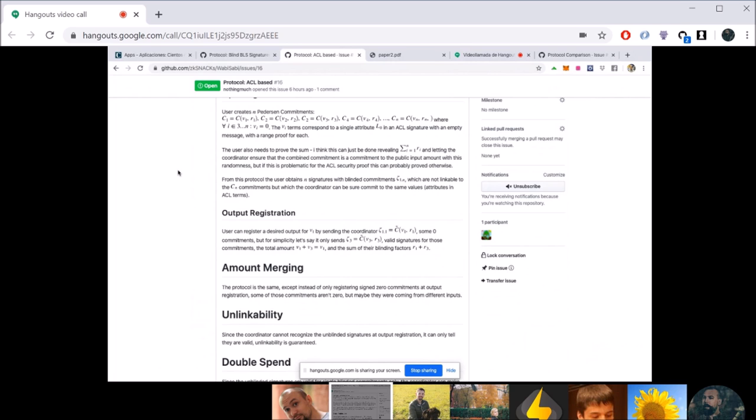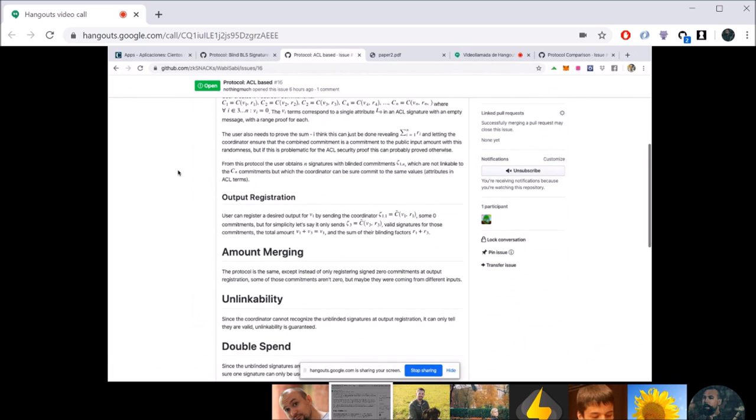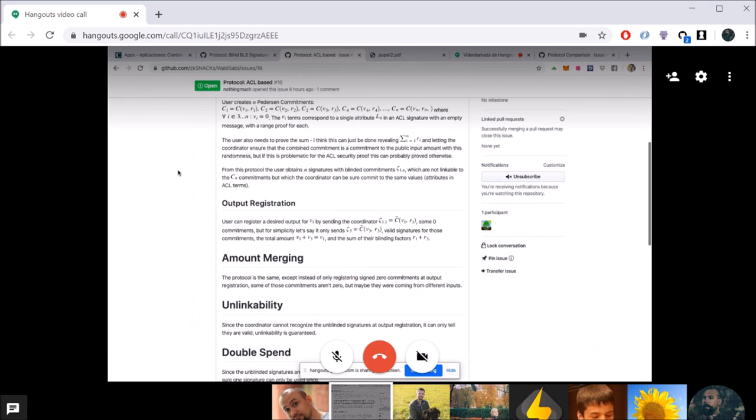So this gives us a slightly easier to reason about way of proving to the coordinator that we're not overspending in our output registration without actually revealing the sub amounts. We only reveal the sums. I think that's a fair summary. Does anybody have any questions at this point? And if we want to go into more detail, I can maybe explain a little bit more about the signature algorithm itself.